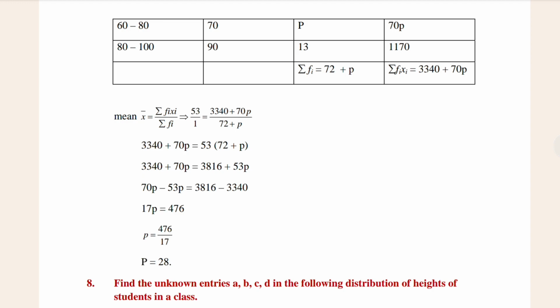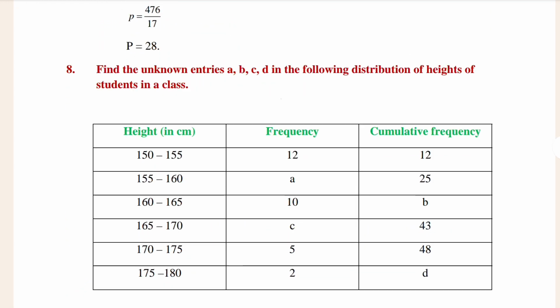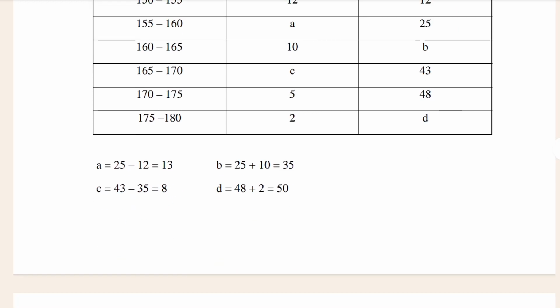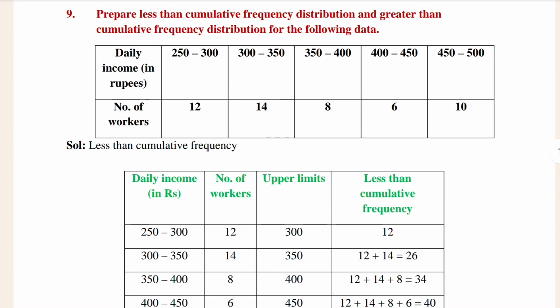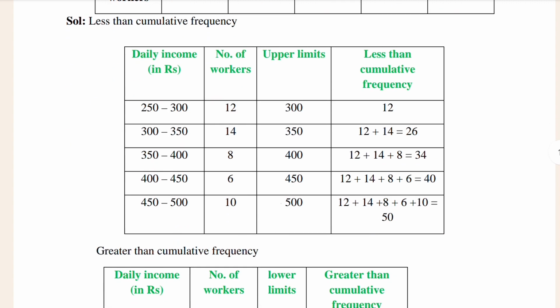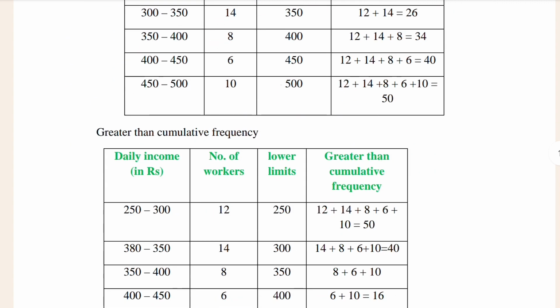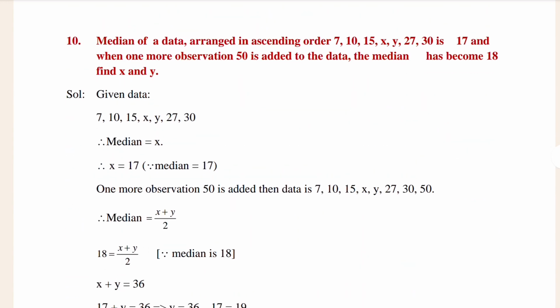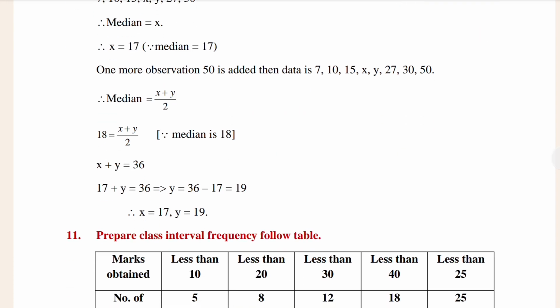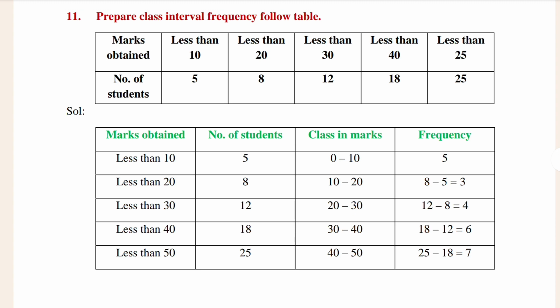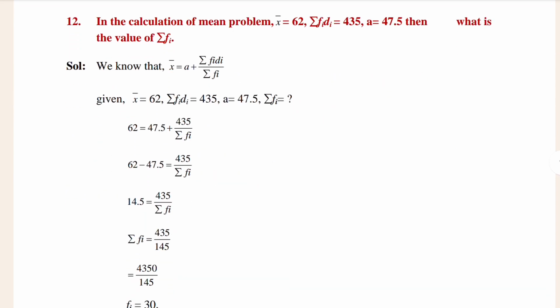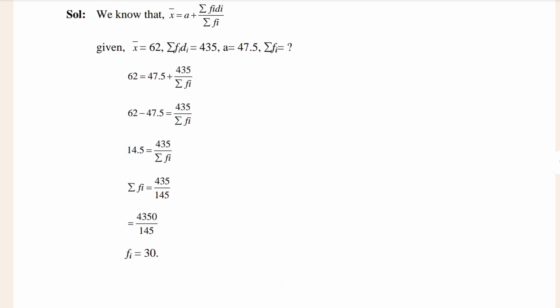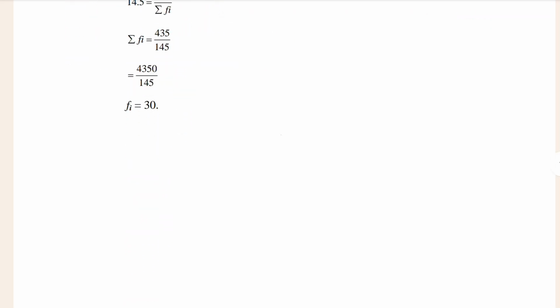All right, here you can see. Then eighth one you can see. Then ninth one, prepare a list. And there is the daily income of workers, the upper limit, and here the greater than cumulative frequency, and that's the 10th question, median of the data. Let's see the 11th one here, prepare the class interval frequency table. Now here you can see 12th, in the calculation of the mean, x equals 2 and something is given, so you can see here. Is it clear for you?